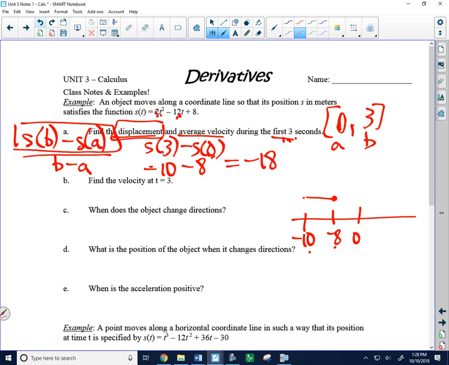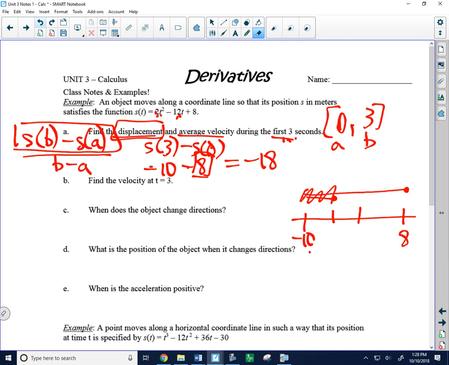Oh, it's 8. I'm sorry. I was like, why is this not working? It's 8. This is just part of the formula, the minus. So when time is 0, it would be 8. That's the position. Okay, and then we went negative 18. So it goes this way.